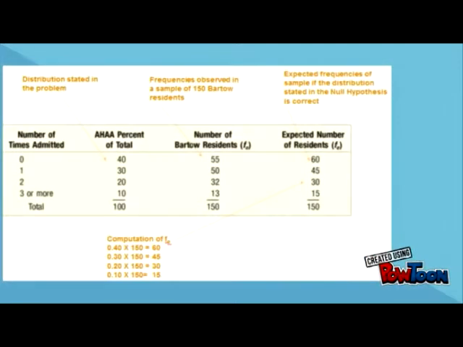In this case, we know that the observed sample is 150 Barton residents. The expected frequency is computed by the percentage times 150 for every number of times admitted. The table below is the calculation of the expected frequency.